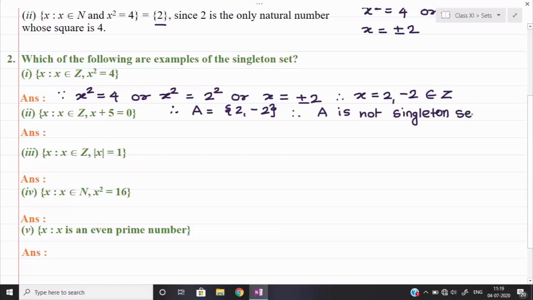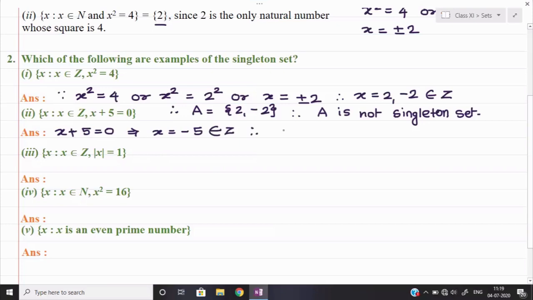Okay, now similarly let us see the second part. In the second part again we have given the equation x plus 5 is equal to 0. So let us take x plus 5 is equal to 0. Now if 5 is sent onto that side, the value of x is here minus 5, and tell me, is minus 5 an integer or not? Yes, definitely. So it belongs to the set of integers.